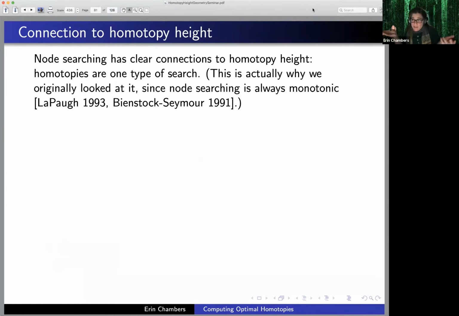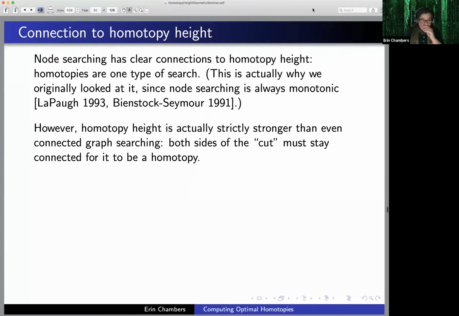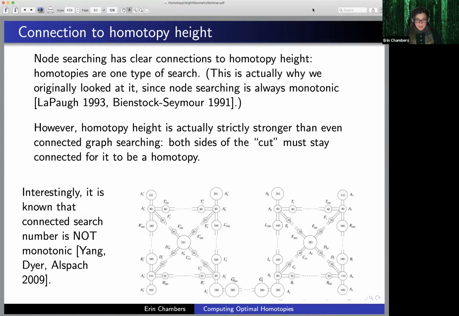Homotopies, in fact, are a type of searching, right? If you think about moving along, if I place a guard at each piece of the curve, I'm sweeping as I go. This is why we originally looked at it. Node searching, it turns out, is monotonic. And what I was trying to do was show that homotopy height was monotonic, but it's a slight variant. Now, homotopy height is a bit stronger, though, because it's not that one side has to stay connected. It's that both sides, it's a homotopy, right? It can't break things up. It's got to sweep continuously. So both sides of the cut have to stay connected.